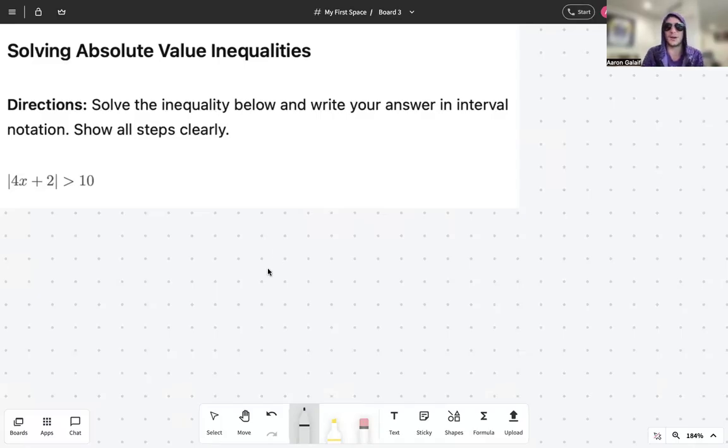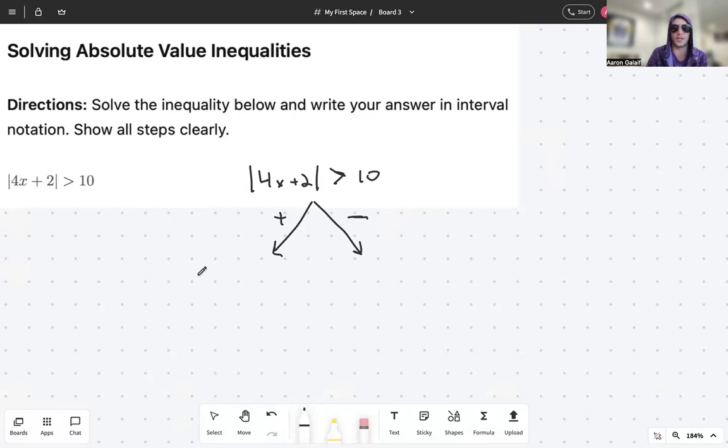Hello. In this video, we are going to go over how to solve an absolute value inequality equation. The first thing we're going to do is rewrite our equation: the absolute value of 4x plus 2 is greater than 10. And then what we need to do is create our two equations.